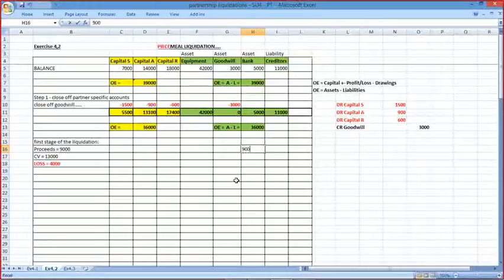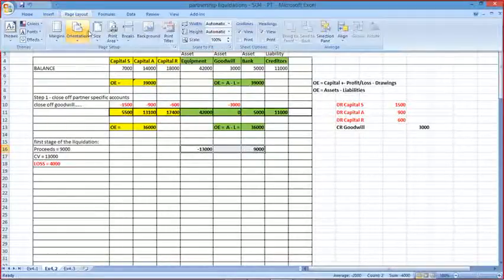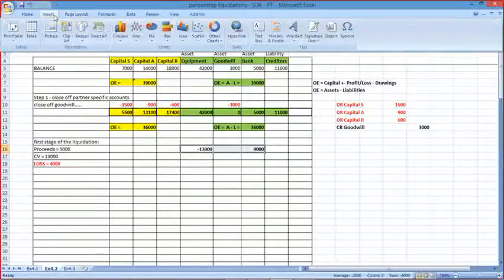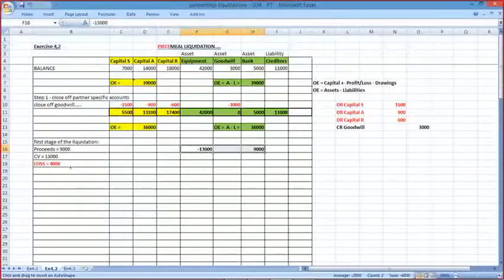Right, so proceeds is going to do what to my bank? Increase it. Correct. So 9,000 will increase your bank and 13,000 will be taken from your equipment. Okay. So that's what we've got there. And then we still need to apportion the loss between the partners.